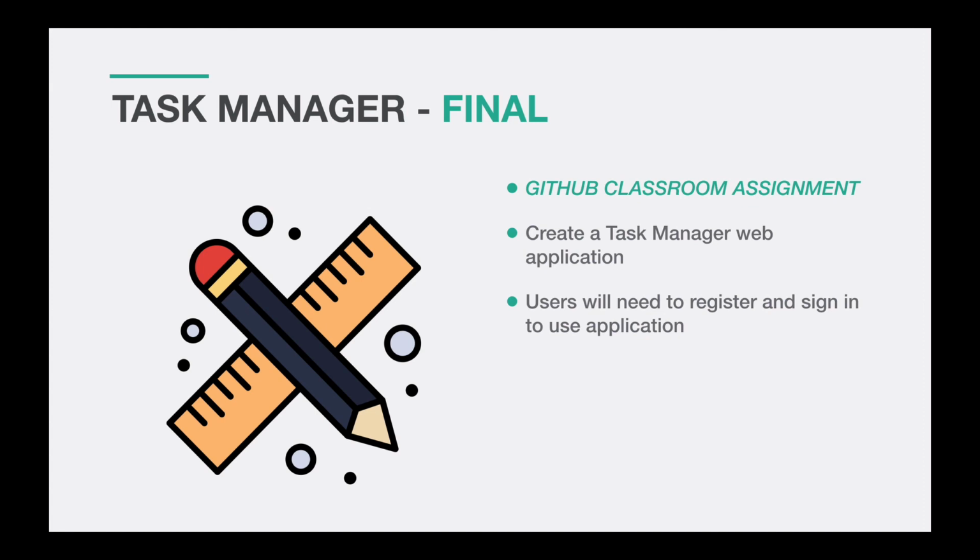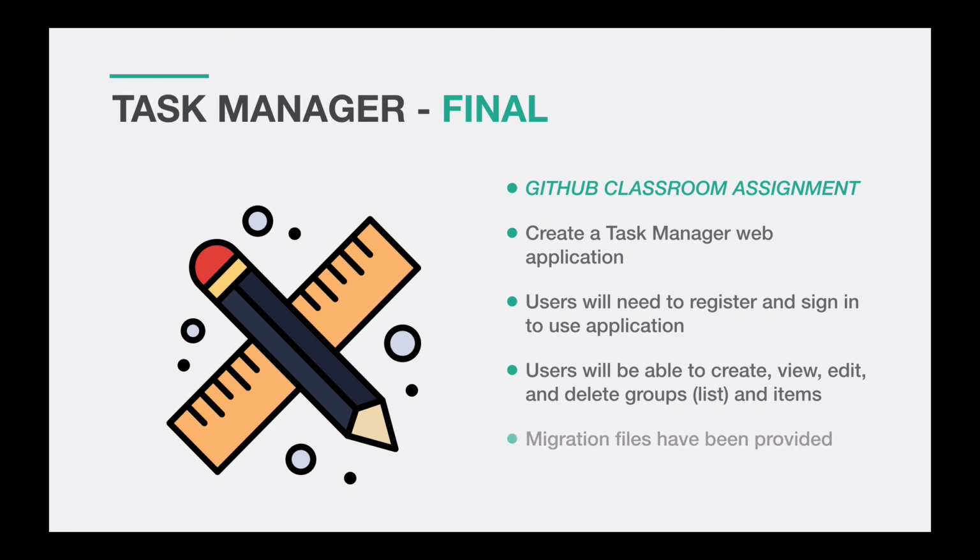So you're going to be adding an authentication portion to this application where users can register, and then they have to sign in in order to be able to use the app. Once they're signed in, users will be able to create, view, edit, and delete groups, which are lists, and items. So they'll be able to create multiple lists and have multiple items. And the application should be able to handle which items go with which list.